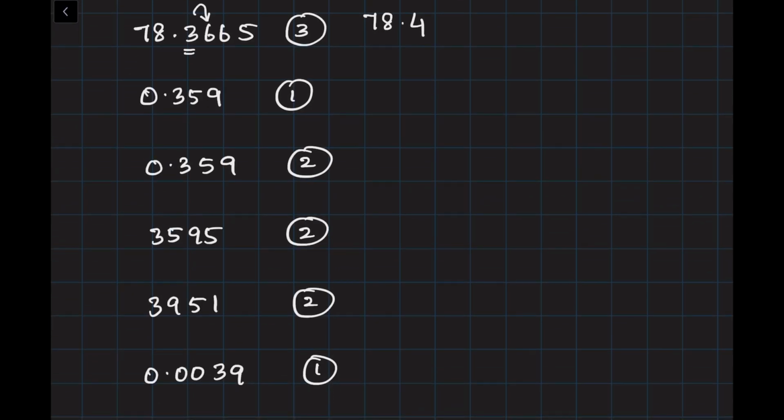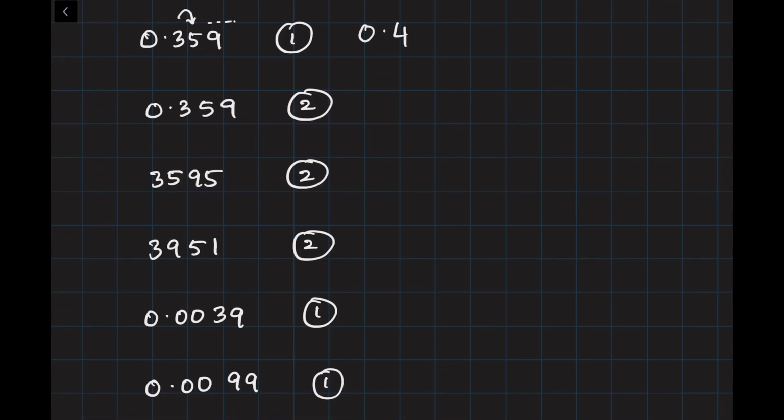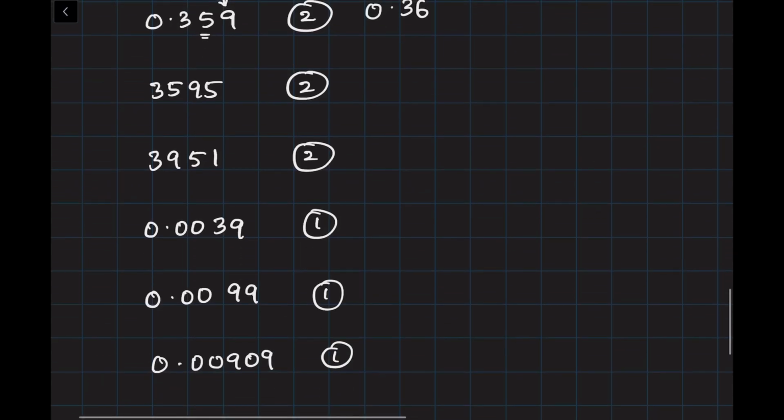The number is 0.359. I have to round off into one significant figure. The next number is 5, followed by some numbers. So definitely you can add 1. The answer will be 0.4. Here we have to round off to two significant figures. I have to do the rounding over here. The next number is greater than 5, so 0.36.